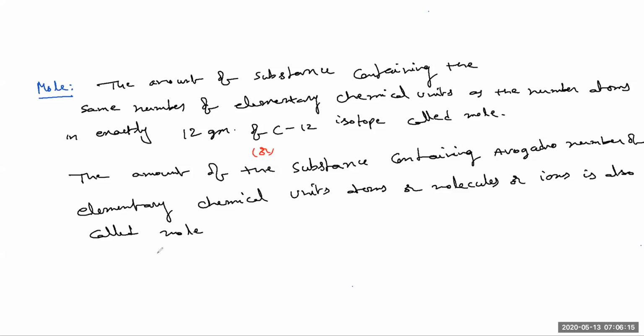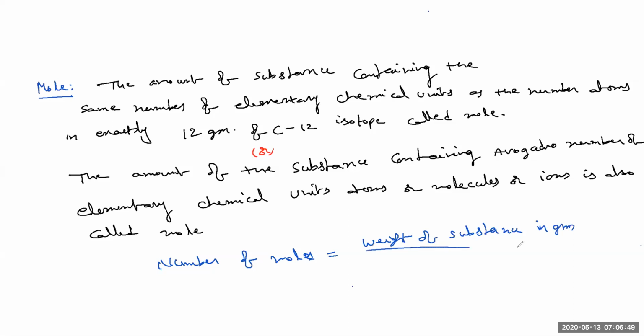So there is a formula. Number of moles is equal to, what is the formula? Number of moles is equal to weight of the substance in grams divided by gram molecular weight. Take this formula.